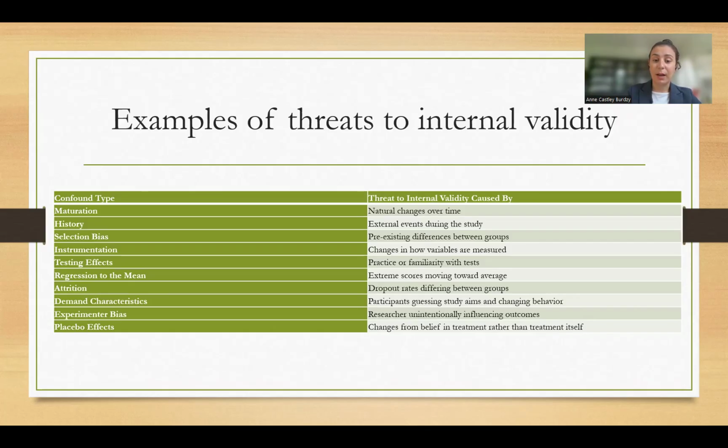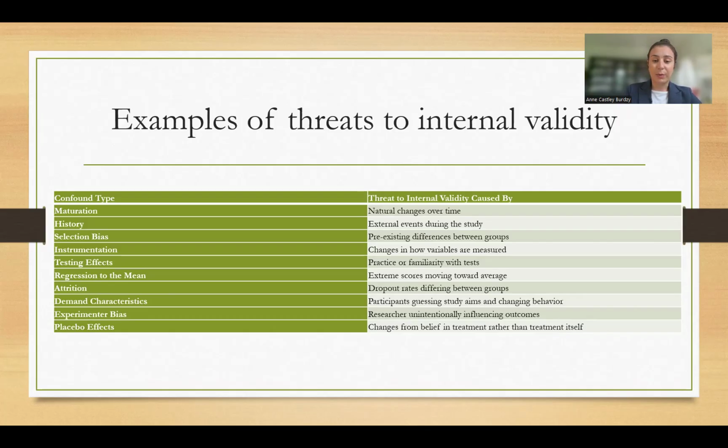Experimenter bias: researchers unintentionally influencing outcomes. Sometimes the way we behave as researchers impacts people's behavior and how they're being studied. Sometimes even with animal subjects, animals can be quite perceptive in noticing certain things. So that's important to keep an eye out for. This is why we do double-blind research.